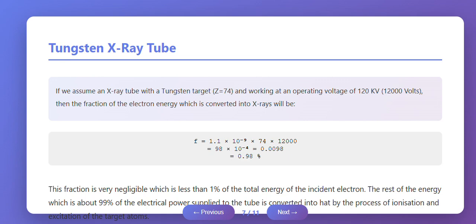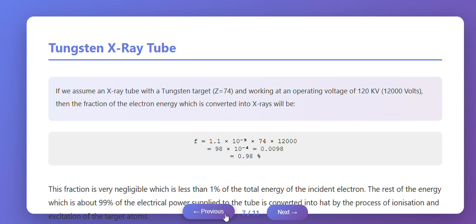Imagine we have an X-ray tube with a tungsten target. Why tungsten? Because it has a high atomic number, Z equals 74, which makes it great for X-ray production. Let's say this tube is operating at 120 kilovolts, which is 120,000 volts. Using our formula, F equals 1.1 times 10 to the negative 9 times Z times V, we can calculate how much of the electron energy actually converts to X-rays.